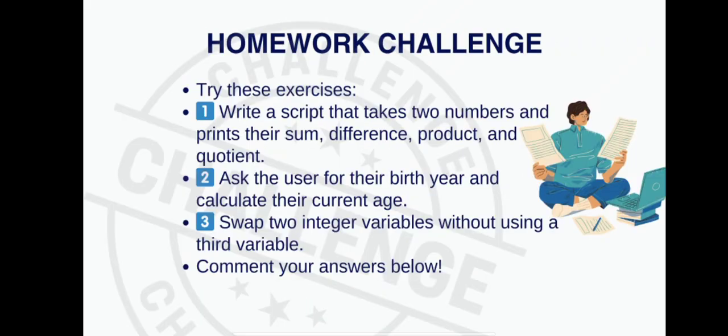Now, it's time to test your skills. Solve these challenges and comment your answers below. First, write a script that takes two numbers and prints their sum, difference, product, and quotient. Second, ask the user for their birth year and calculate their current age. Third, swap two integer variables without using a third variable.